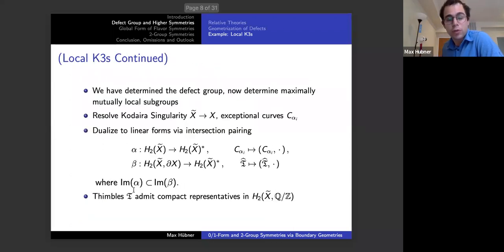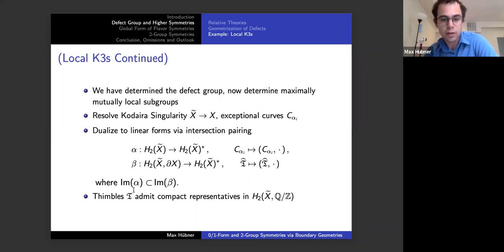Now that we've determined the defect group, we need to determine the maximally mutually local subgroups. And so to do this, we're going to resolve the Kodaira singularity. And this introduces some exceptional curves, C alpha I. And these intersect according to the Dynkin diagram of the Lie algebra associated with the elliptic singularity. Now, there is a very nice trick that we can play to analyze whether the defects that we just discussed are mutually local or not.